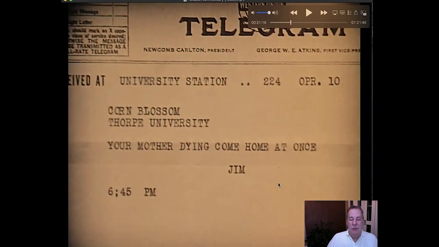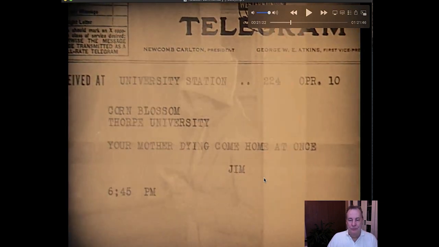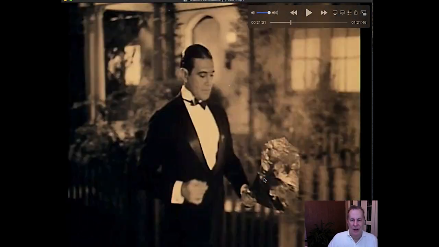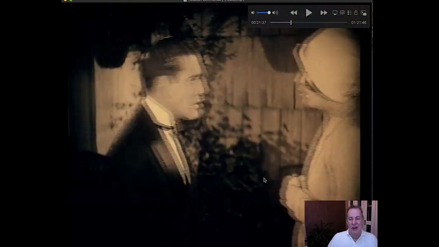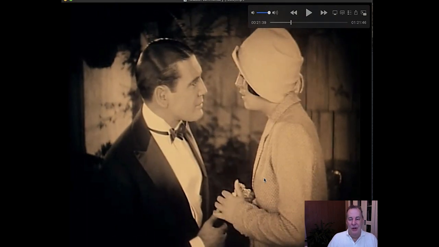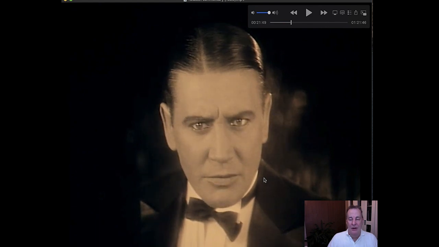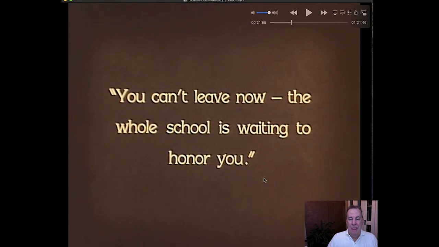Meanwhile, Corn Blossom gets this terrible message by telegram. "Your mother is dying. Come home immediately, Jim." This is Pueblo Jim. Okay. The guy that was Wingfoot's monitor in the early days. So look how cool the Wingfoot looks. He says, "Are you ready to go?" "What's the matter?" "No, I have to go home tonight." Look how serious he is here.